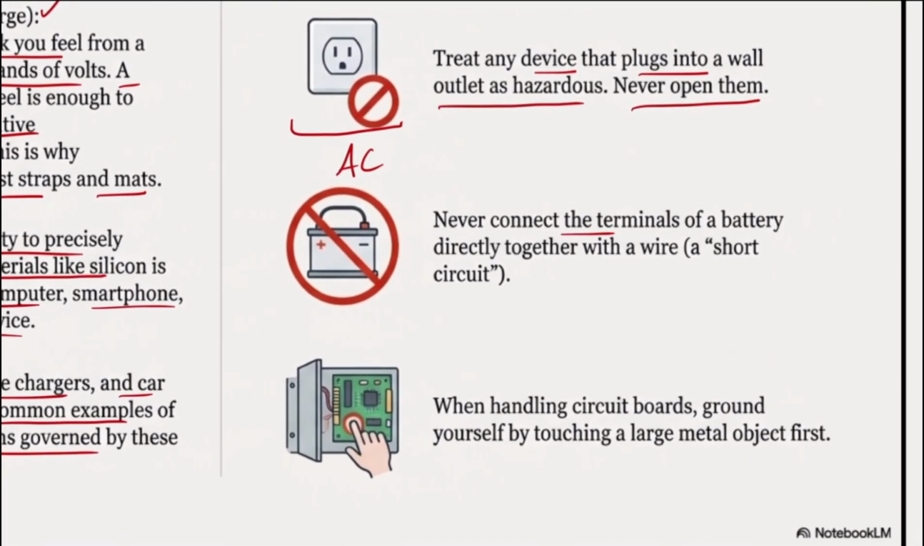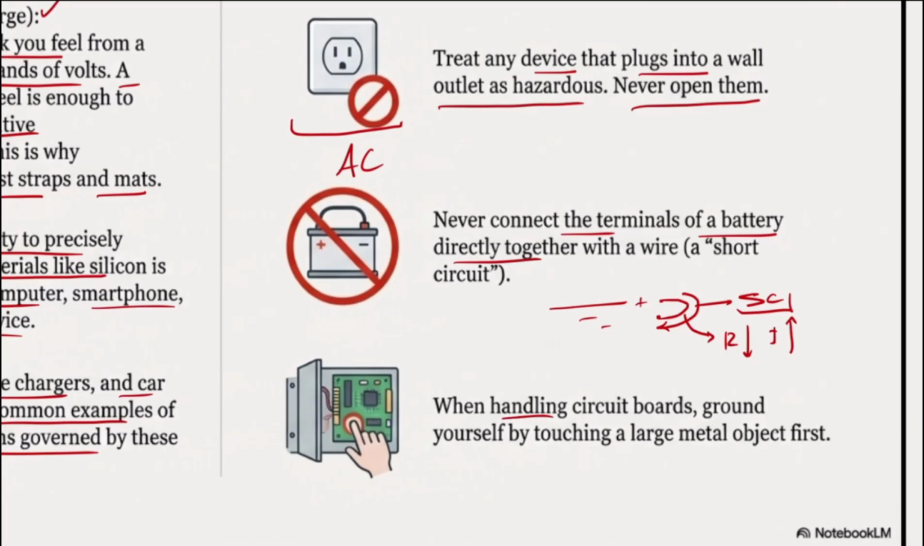Never connect the terminals of a battery directly together. It means that batteries have a positive and negative side. You shouldn't connect these two using a wire, because something happens that we call a short circuit. Short circuit means that the current going through this wire would be so much, and since the resistance inside the wire is so low, the current is going to be so high. So it's going to cause some sparks, it's going to melt the wire, and if your hand is touching that, it's going to cause a very dangerous situation.